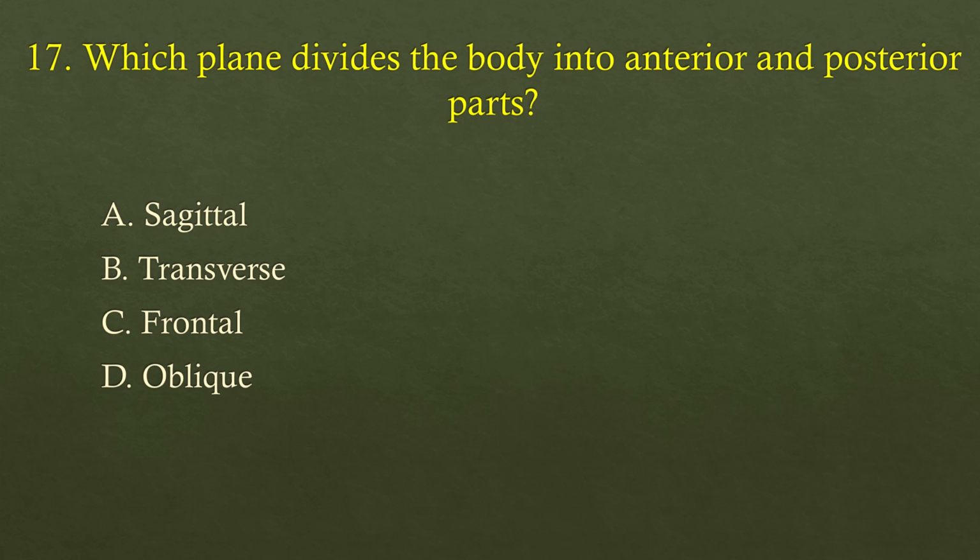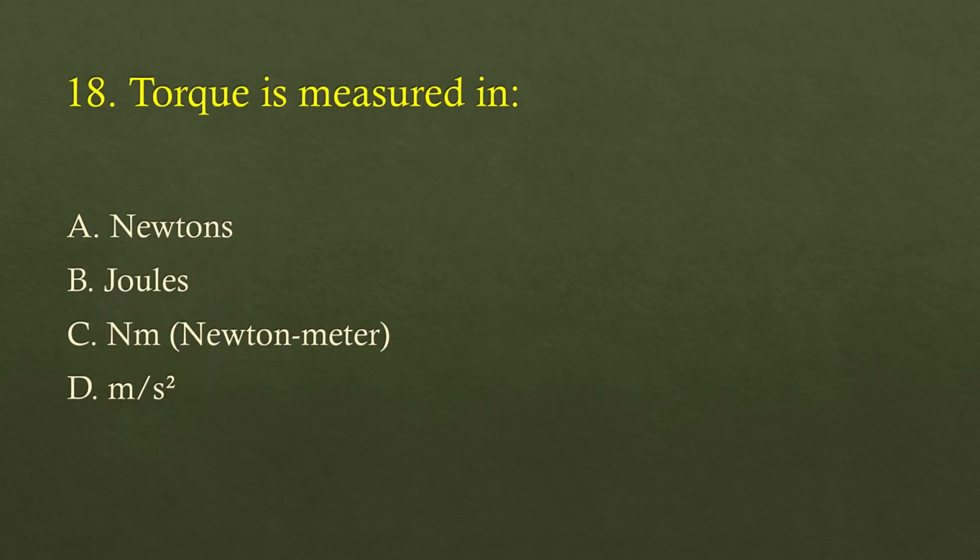Number 17. Which plane divides the body into the anterior and posterior parts? A. Sagittal. B. Transverse. C. Frontal. D. Oblique. So the answer is C. Frontal.